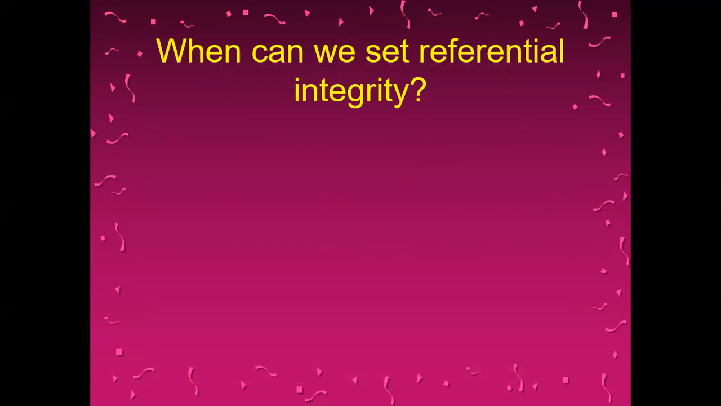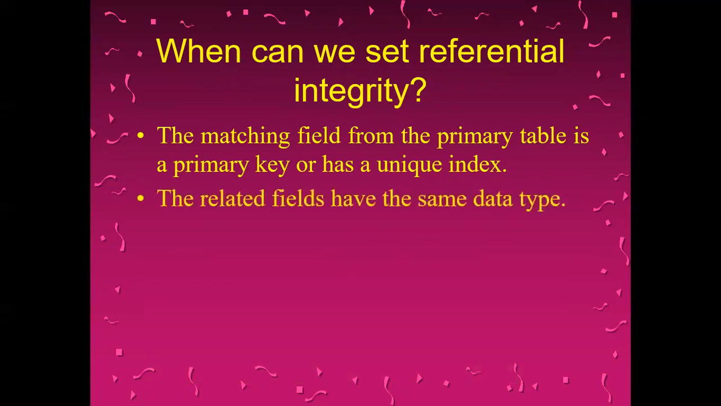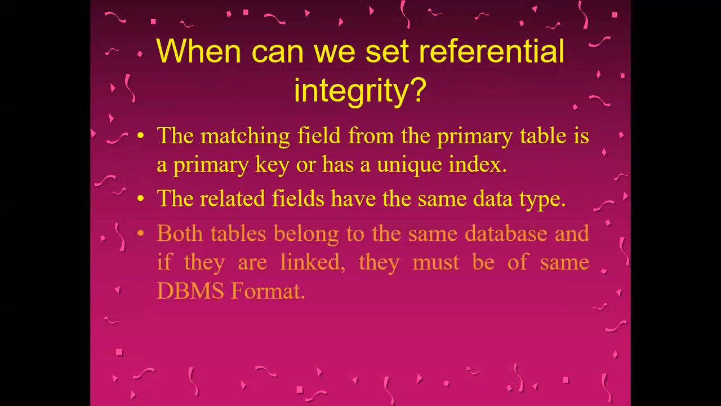When can we set referential integrity? We can set referential integrity if the matching field from the primary table is a primary key or has a unique index, if the related fields have the same data type, or both the tables belong to the same database, and if they are linked, they must be of the same DBMS format. If they are of different DBMS formats, we cannot set referential integrity.